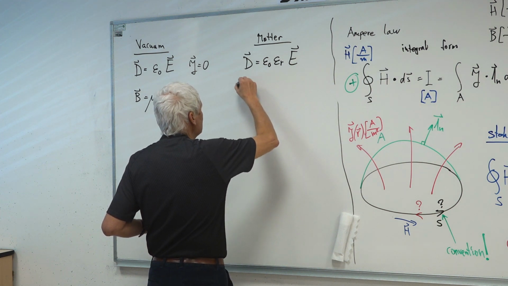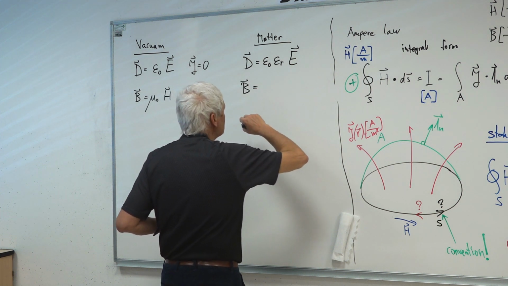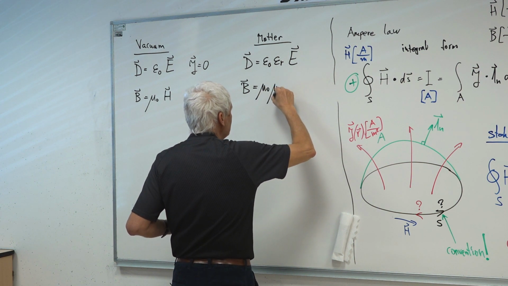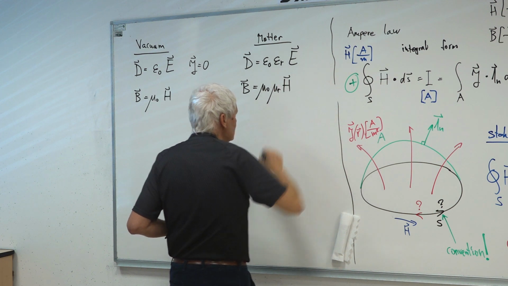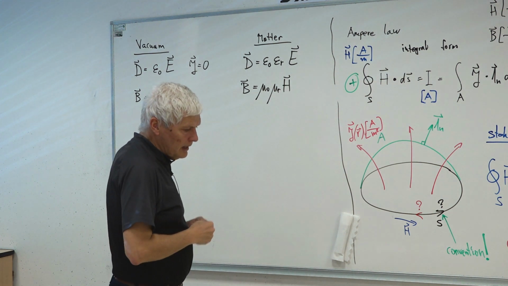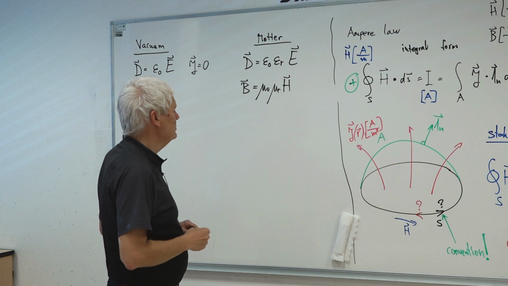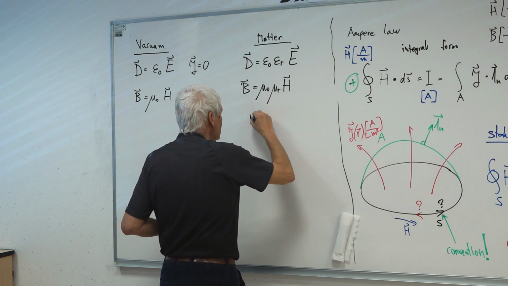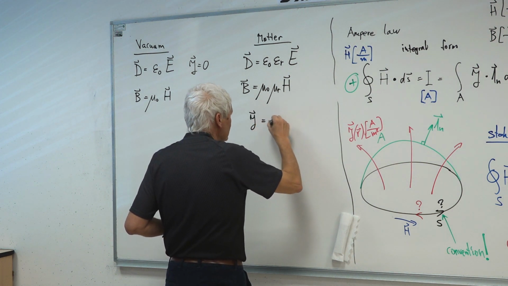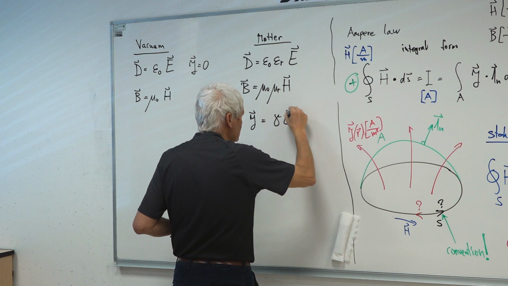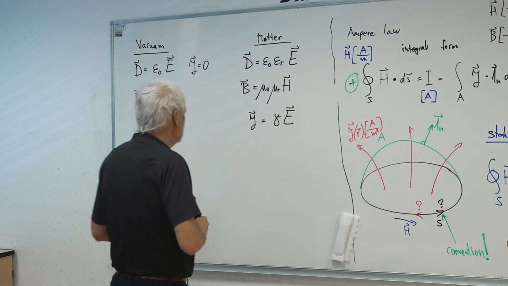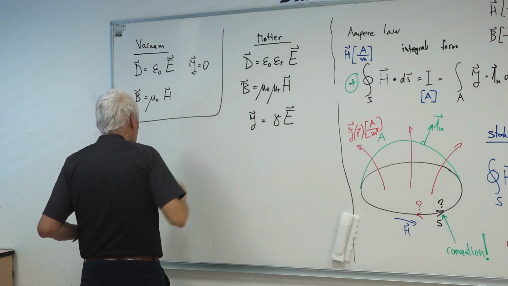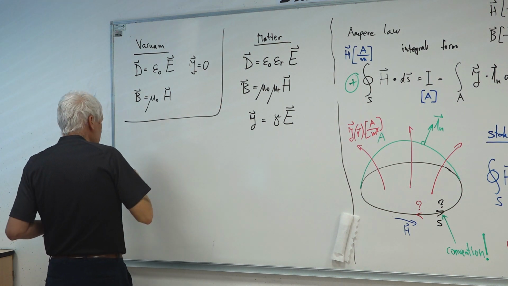The magnetic flux density is the permeability of free space times the relative permeability of the material times the magnetic field intensity, or magnetizing field H, also called in English. And in matter, we have conductive current, that's conductivity times electric field E. So using these things for vacuum and these things for matter, we could rewrite the Maxwell equations in this way.